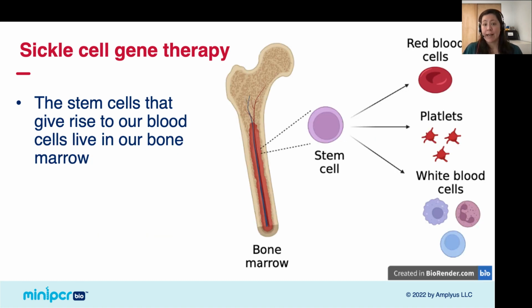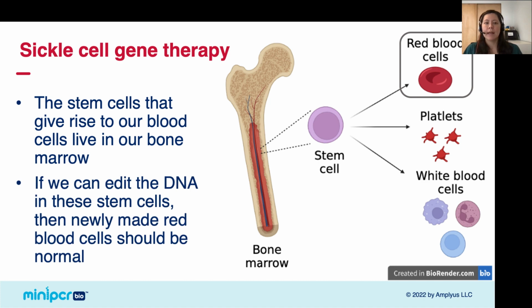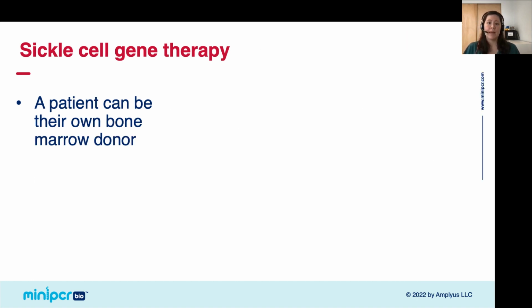To understand how scientists use CRISPR-Cas to edit the genome of sickle cell patients, there's one more thing you need to know. And that is that the stem cells that give rise to our blood cells live in our bone marrow. Because red blood cells cause the symptoms of sickle cell disease, if you could edit the DNA in a patient's blood stem cells, then those stem cells should go on to produce normal red blood cells. In essence, a patient can serve as their own bone marrow donor. This has the huge benefit that there aren't concerns of immune rejection.